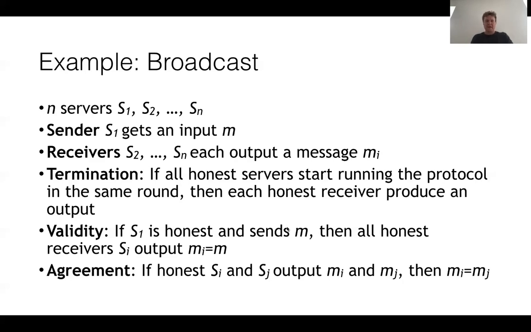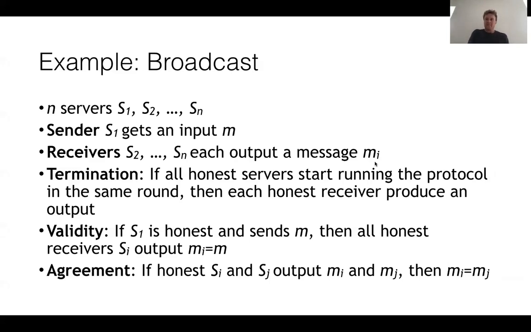Okay, so the thing is the following. We have n servers. Some of them might be bad and do bad stuff later. One of them we'll call the sender, just arbitrarily, let's say it's this one. The sender has an input m for message. And then the other servers, we call them the receivers. And they will at some point have to output a message m_i. And then we require 3 properties.